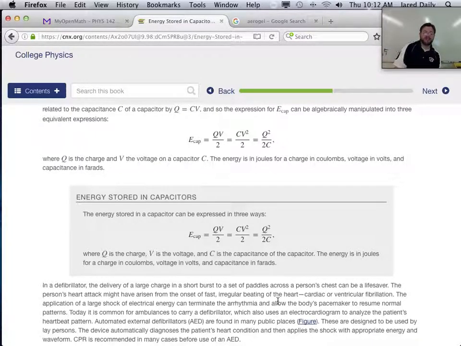But in either case, you get an equation to calculate the amount of energy: 1/2 CV squared, or 1/2 Q squared over C, or Q times V over 2. So if you know the charge and the voltage, you can calculate the energy. If you know the capacitance and the voltage, you can calculate the energy. If you know the charge and the capacitance, any 2 of those 3 things, you can calculate the energy using these equations.